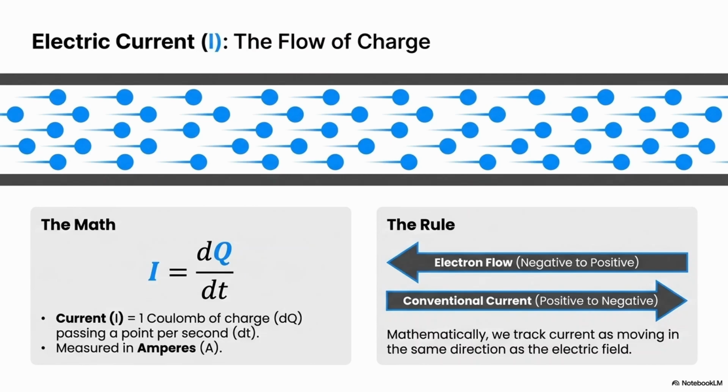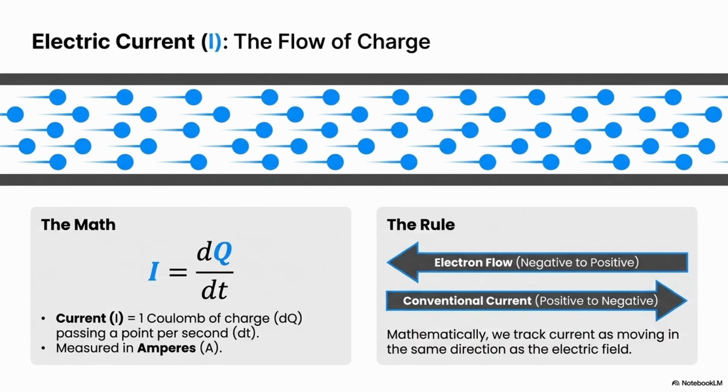Yep, that's the physical truth. But then the formula for conventional current tracks the flow as moving from positive to negative. Why on earth are we tracking this backward mathematically? You've just stumbled onto one of the most frustrating and frankly kind of hilarious historical blunders in all of science.